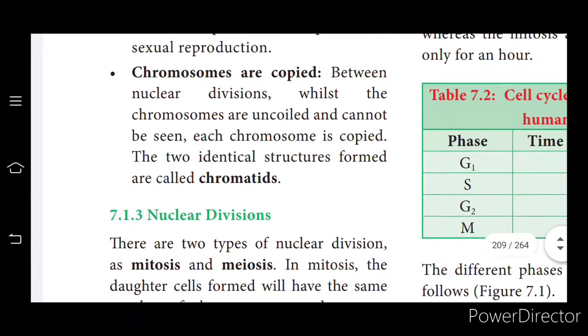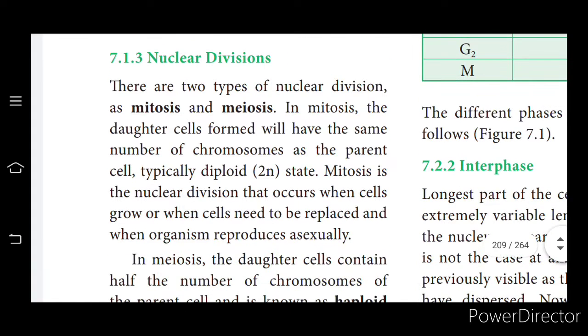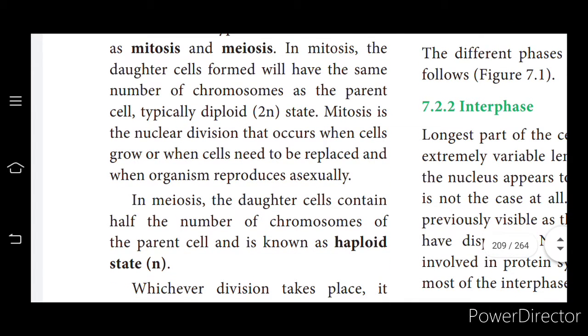Chromosomes are copied between nuclear divisions, and the chromosomes are uncoiled and cannot be seen as chromosomes. Once it is there in the cell as such, we cannot see it. During cell division only we can see it. The nuclear division is the first stage of cell division. They are of two types, that is mitosis and meiosis.